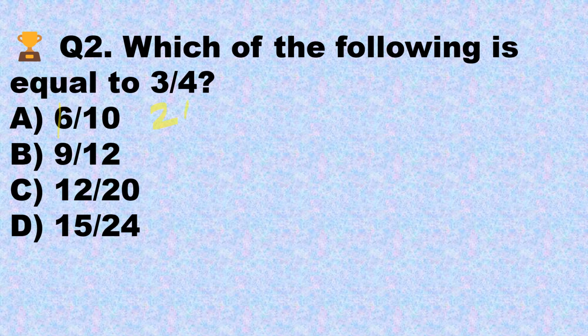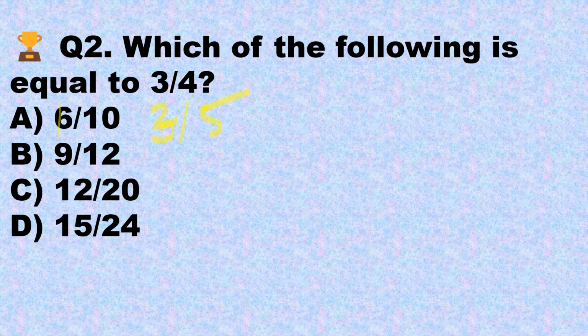So if we divide 6 by 10 by 2, what will you get? 2 3s are 6 and 2 5s are 10. So it will be 3 by 5. We require 3 by 4. So we can check for option B.